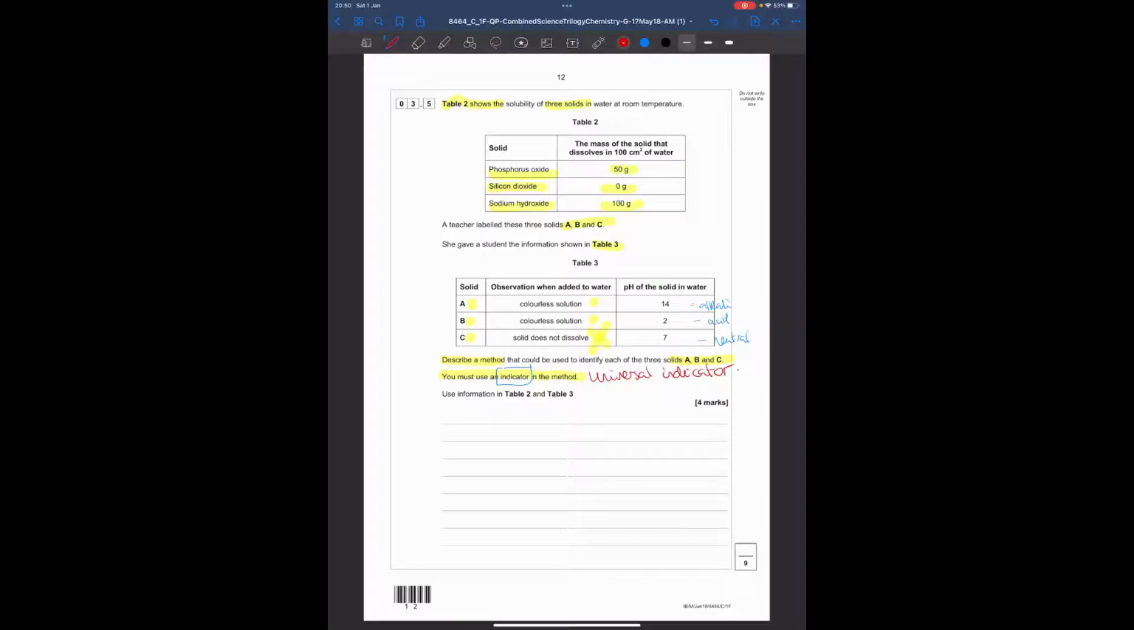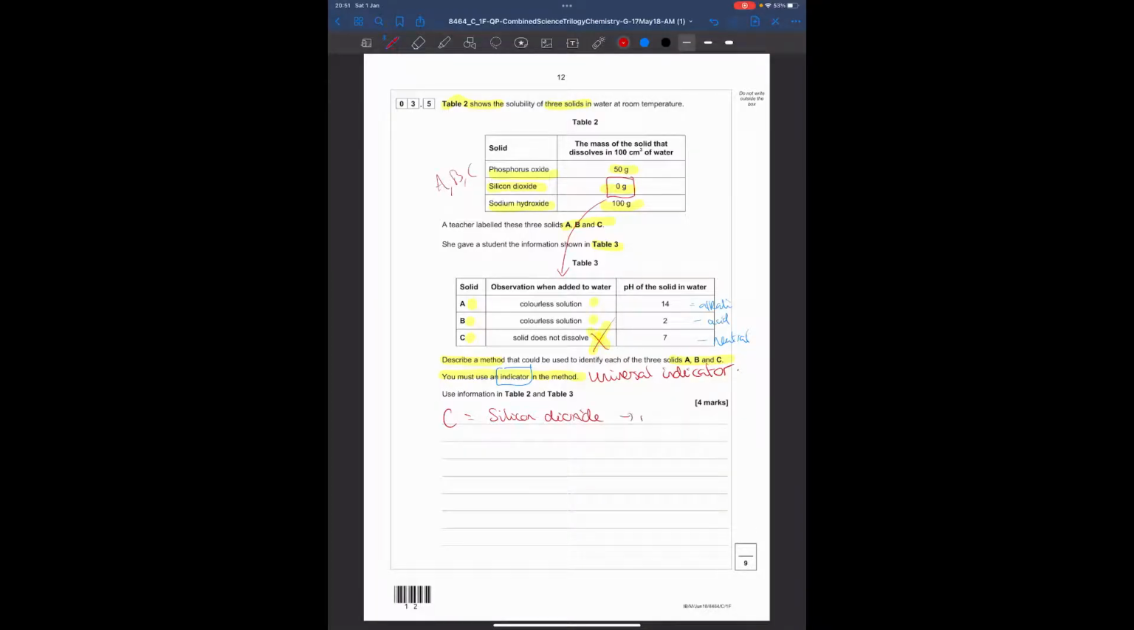So I need to identify and figure out a plan how to identify which of these substances is A, B, and C. So if I look at the information about solubility, I can see that silicon dioxide does not dissolve at all. And then I can see what happens when it's added to water. I've got one of them that does not dissolve at all. So therefore, C is going to be silicon dioxide.